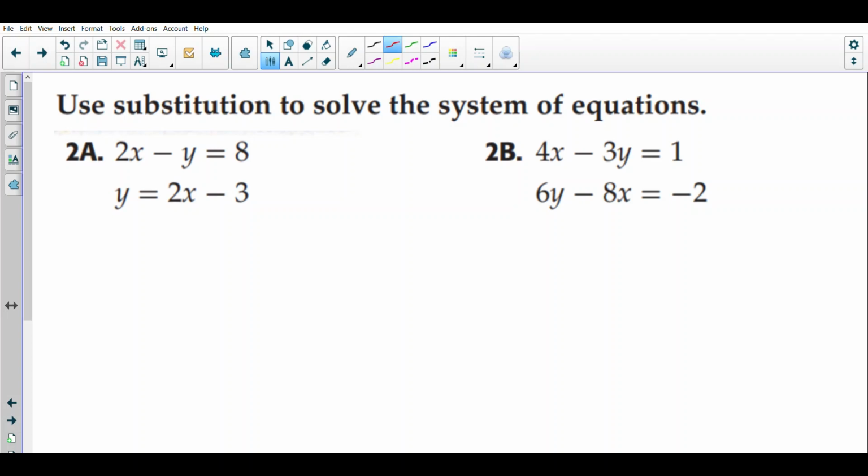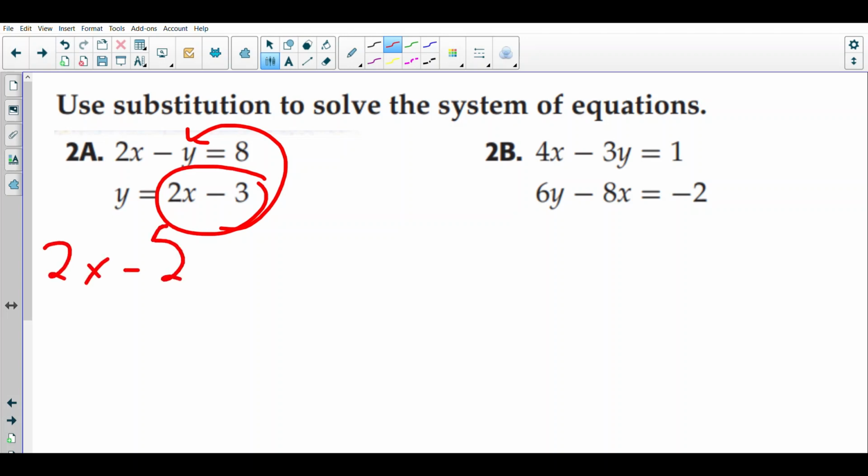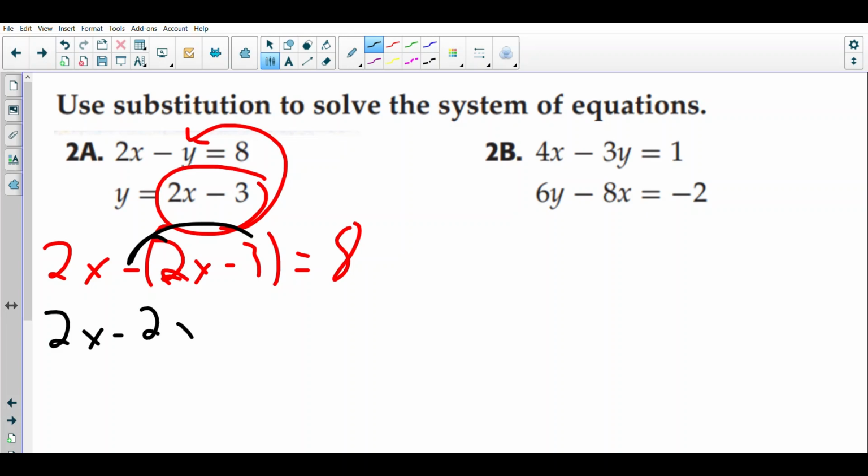It's kind of nice. So I see right here, that one's already solved for us, so I'm going to plug that in right there. So 2x minus, and put it in parentheses, 2x minus 3 is equal to 8. So distribute that negative. So I get 2x minus 2x plus 3 is equal to 8. Well, the 2x and the 2x cancel, so I'm just left with 3 equals 8. Well, wait a minute, that doesn't make any sense.